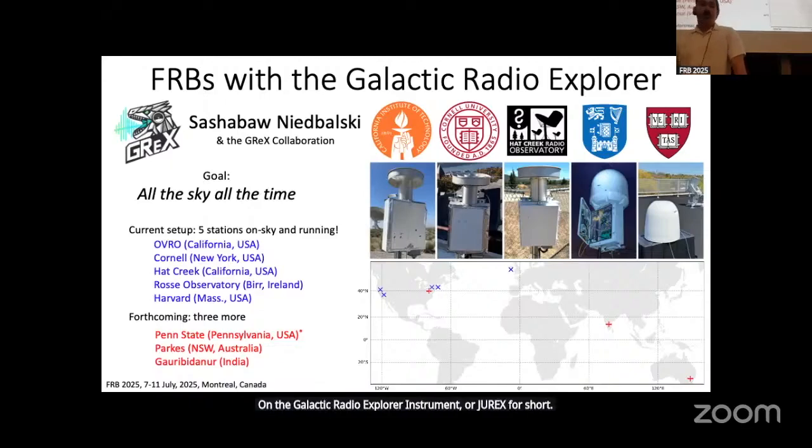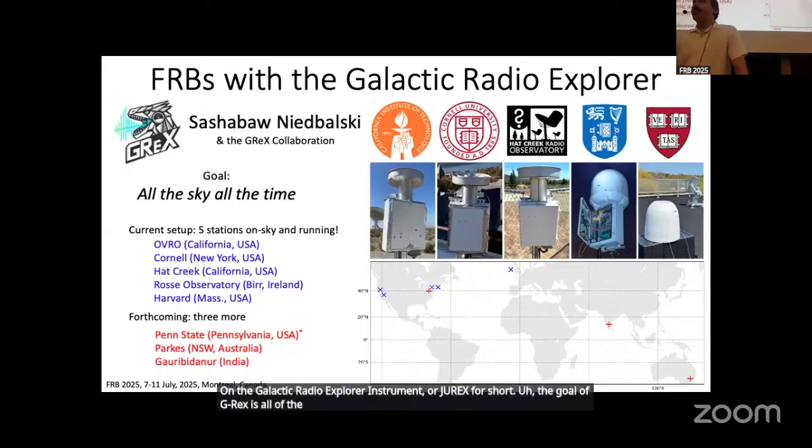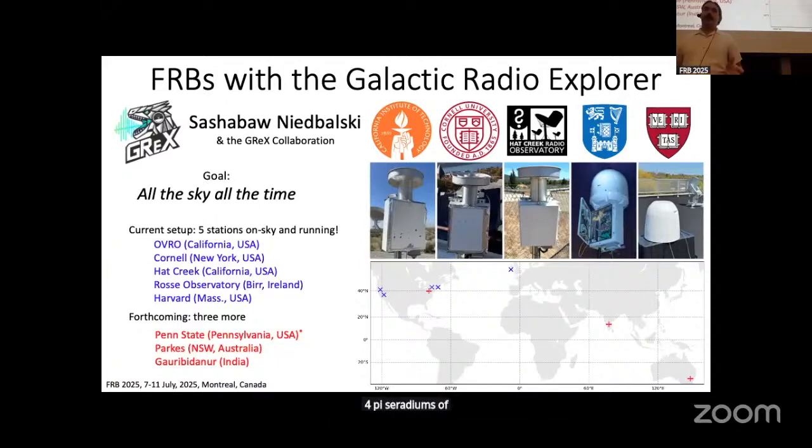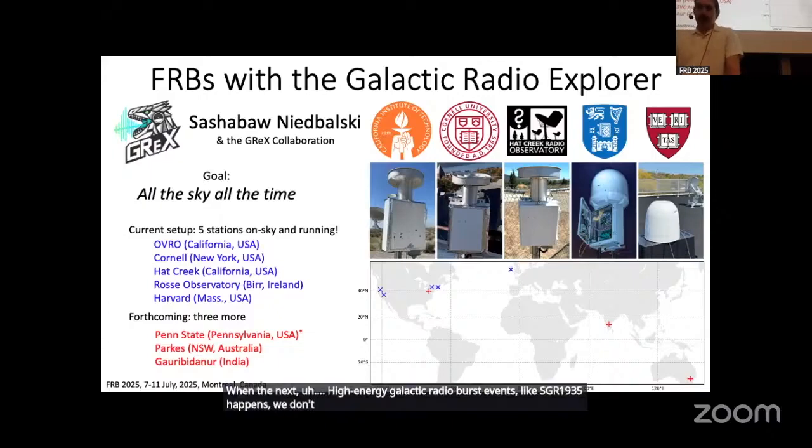The goal of G-REX is all of the sky all of the time, meaning we want to be getting as much of the available 4 pi steradians of sky instantaneously as we can, 24/7. And this is mainly with the intent of when the next high-energy galactic radio burst event like SGR 1935 happens, we don't want to miss it.